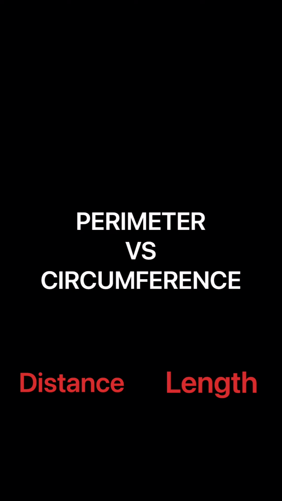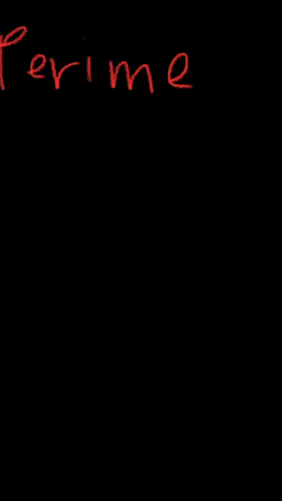So today we'll be talking about the difference between a perimeter and a circumference. Now, both of them actually refer to the same thing. Both of them are measurements of distance or length around a shape. Now, perimeter refers to any shape other than a circle, and circumference refers to a circle. Now, let's have a look at perimeter first, then we will go on with circumference.